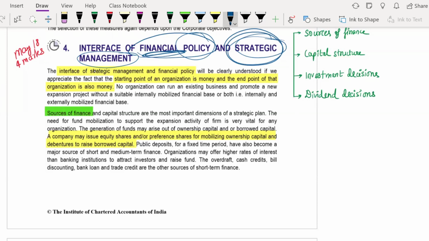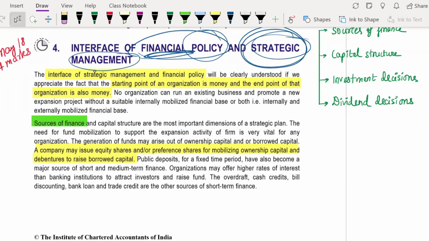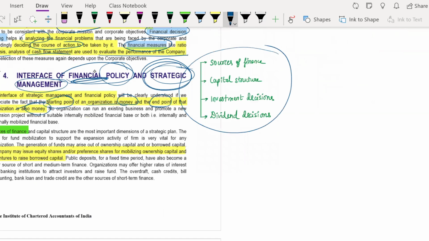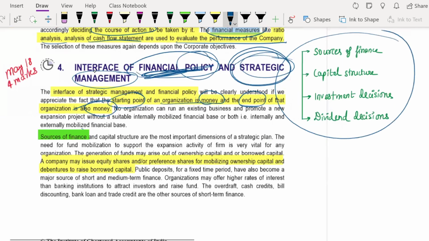So now let's understand. Here they tell you that the starting point of an organization is also money and the end point of an organization is also money, because you invest something in the business which is money, and the end outcome that you're going to get as revenue or profits is also money only. Correct. So now we are going to see 4 areas which clearly indicate the relationship between financial policy and strategic management. The first one is sources of finance.